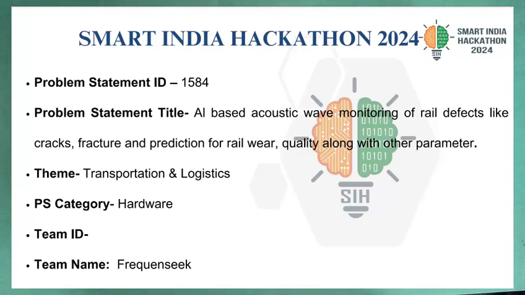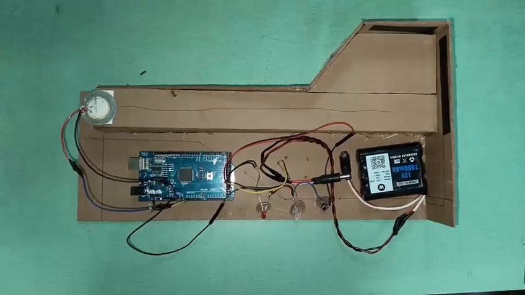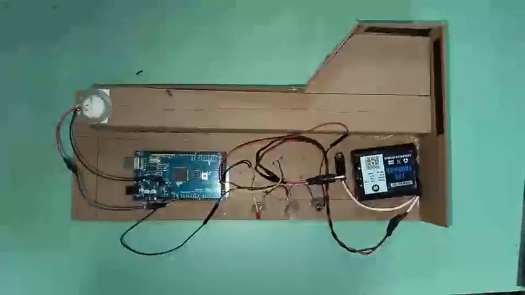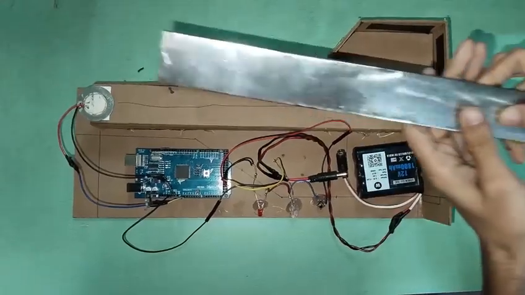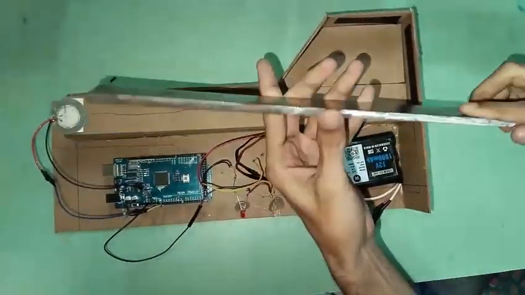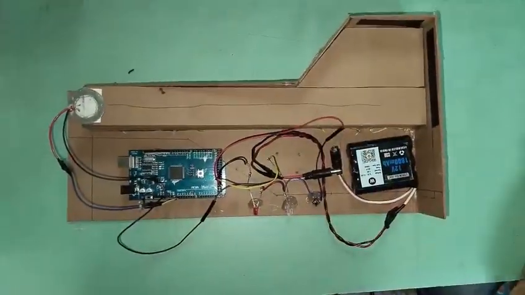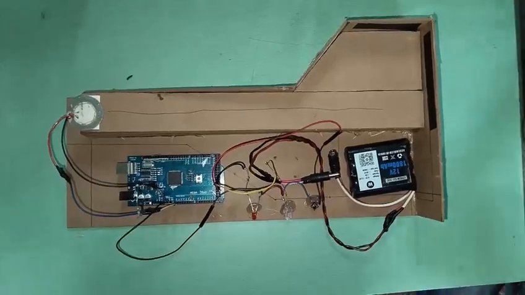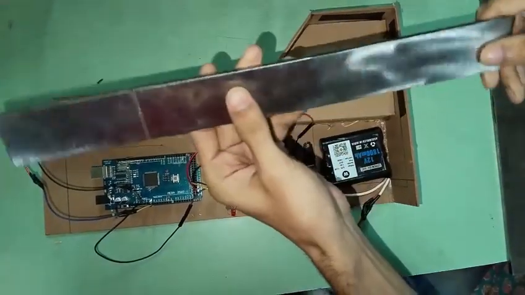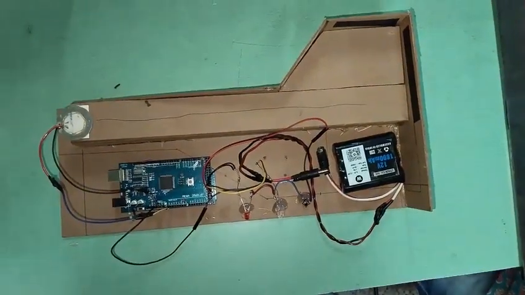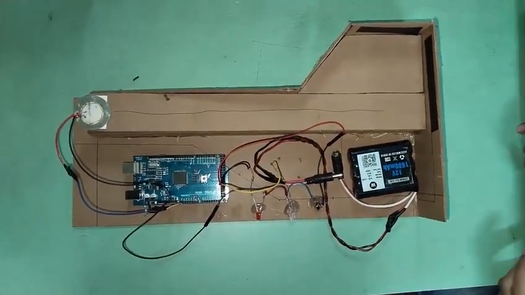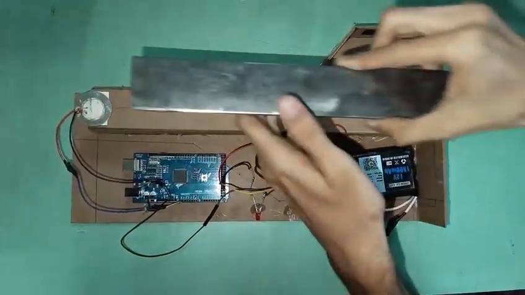So this is team frequency, and for the prototype our main goal will be to just detect defects in our demo reel units. For that we have one demo reel unit which is pretty normal and has no defect in it. Then we have another one which has a slit defect, as you can see. Now we'll place the normal one first so that our Arduino and sensors can take readings of it.